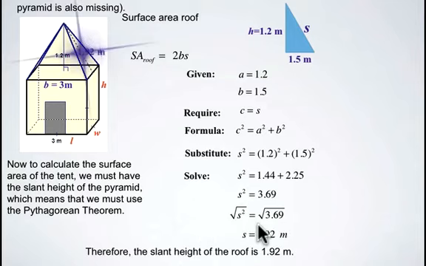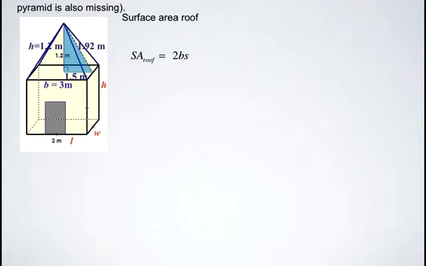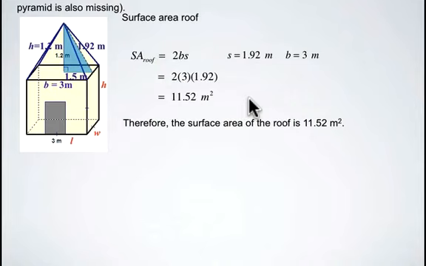So now we know that the slant height of the roof is 1.92 meters, and now we can calculate the surface area of that roof, since the slant height is a required part of that formula. So now our givens are 1.92 meters and our base of 3 meters. So 2 multiplied by 3 is 6, multiplied by 1.92 is equal to 11.52 square meters. Therefore, the surface area of the roof is 11.52 square meters.